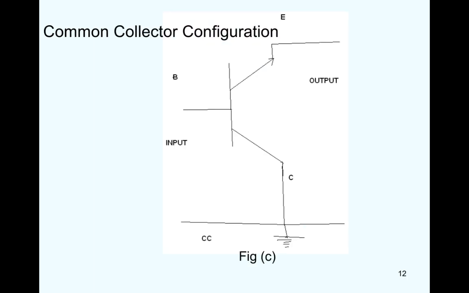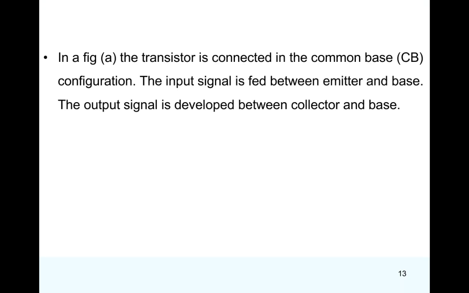Common collector configuration. How do we connect this configuration? We connect the collector to ground, we give the input to the base and we take the output at the emitter terminal. This is the common collector configuration.